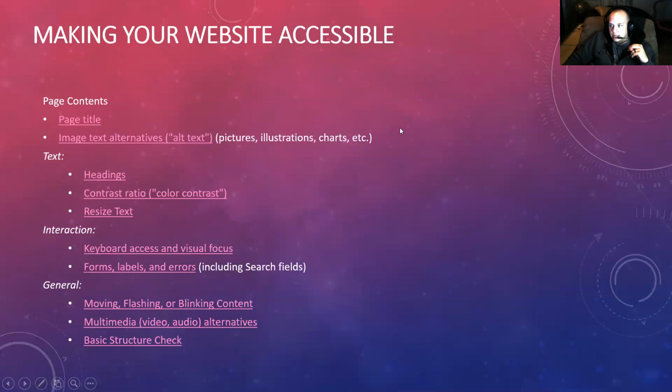So if you had a JavaScript program, maybe have an error description whenever there's an error, so that way it will tell somebody that they're typing in the wrong thing. Moving, flashing, or blinking content, have a way to disable that or try to avoid those things altogether. And media, video, audio alternatives. So I have captions. I'll show that in a minute too. And then basic structure check. So that's basically all of this, right?